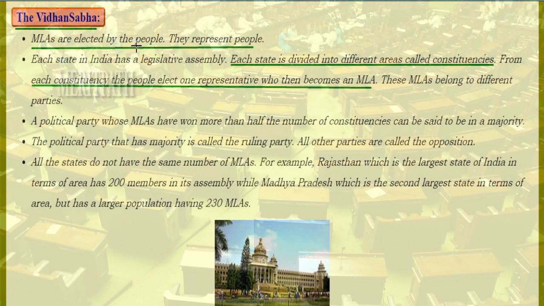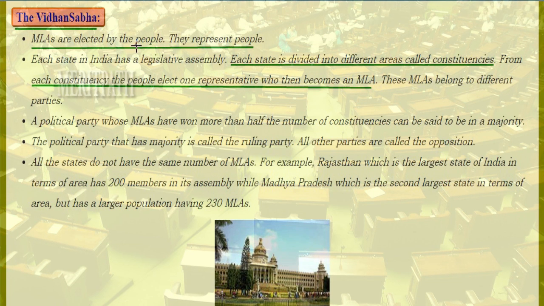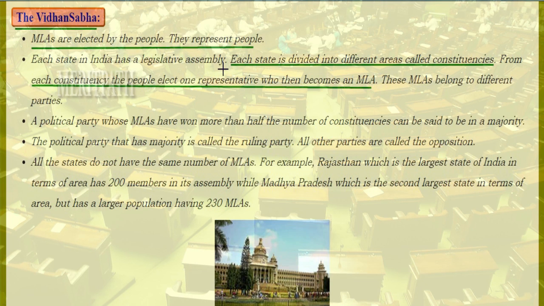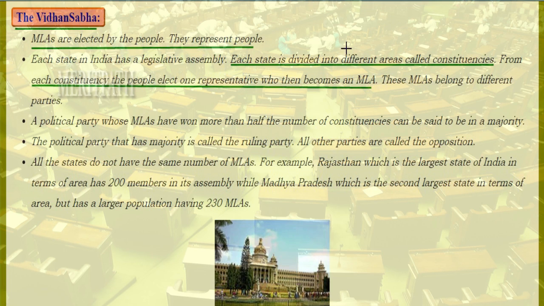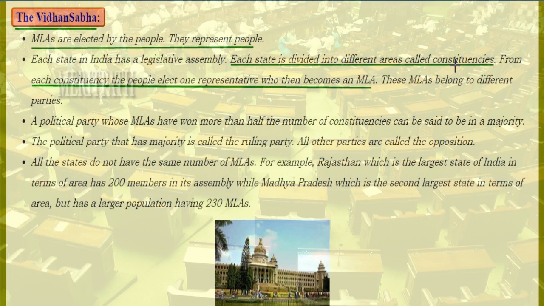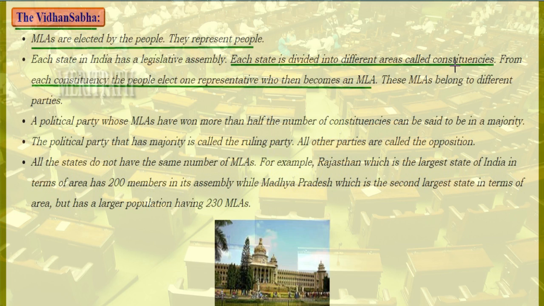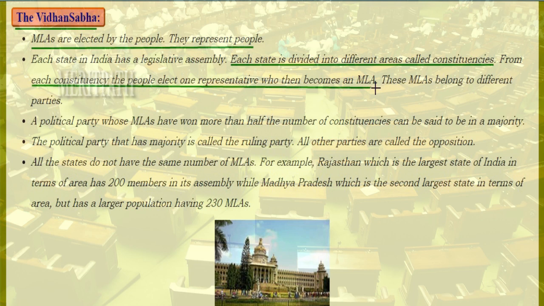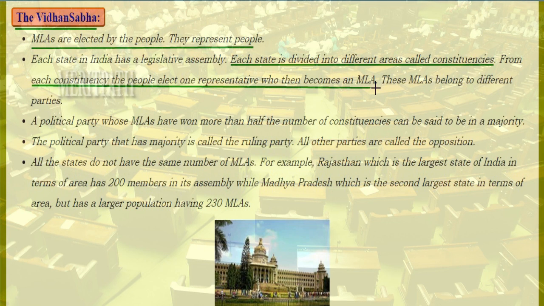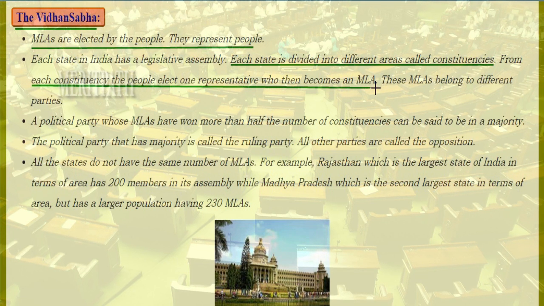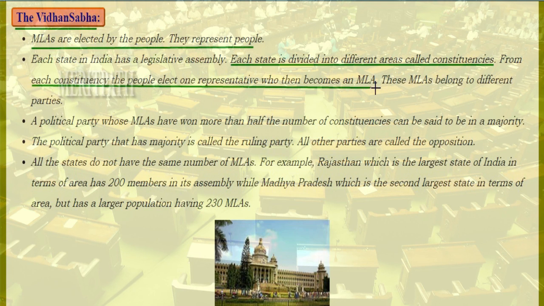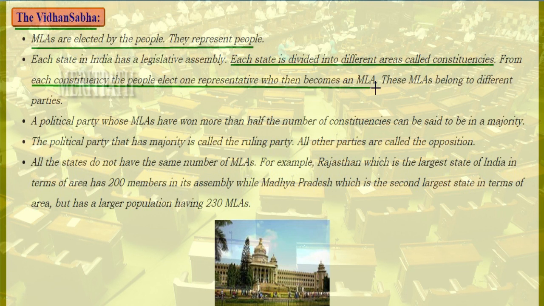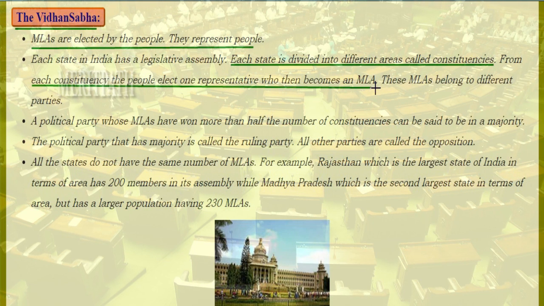Next is Vidhan Sabha, the lower chamber. Here there are MLAs, members of legislative assemblies. These MLAs are elected by the people because it is a democratic system of government. Each state of India has an assembly, and each state is divided into many areas called constituencies. From each constituency, one person is elected and becomes an MLA. He can belong to any political party. So now you understood, right? Every state has an assembly and is divided into small constituencies.